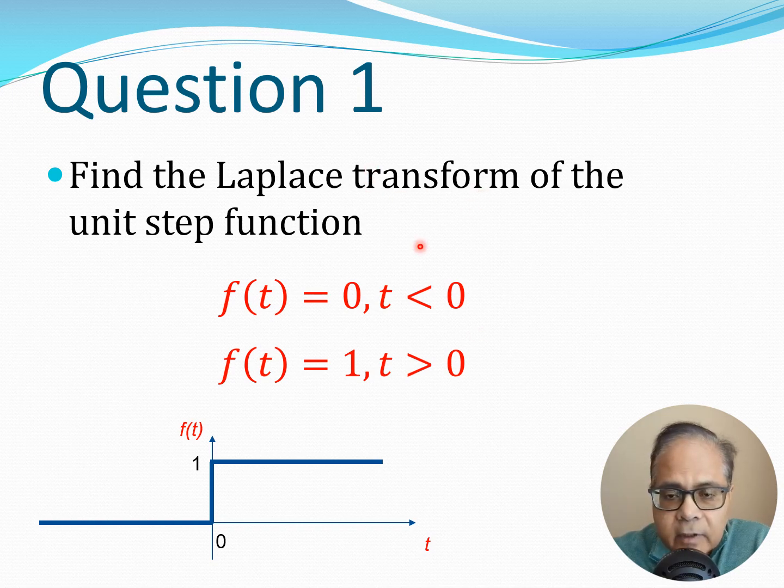step function. Now, the unit step function is essentially defined as f(t) equal to 0 for t less than 0 and f(t) equal to 1 for t greater than 0. So, if we plot this function f(t) with respect to t, it's simply going to be 0 all the way to this value here, and at t equal to 0, it's going to suddenly change to 1 and then continue like this for the foreseeable future.